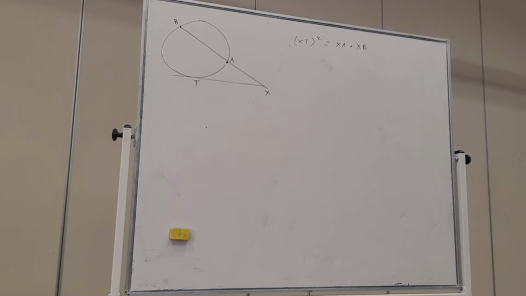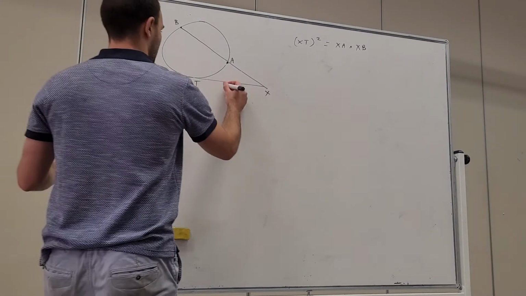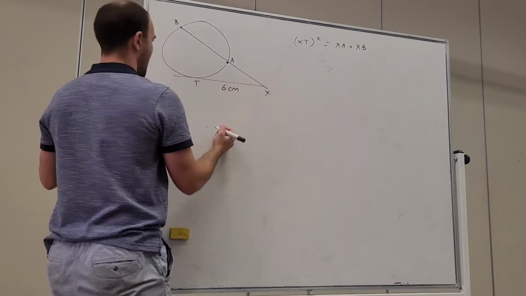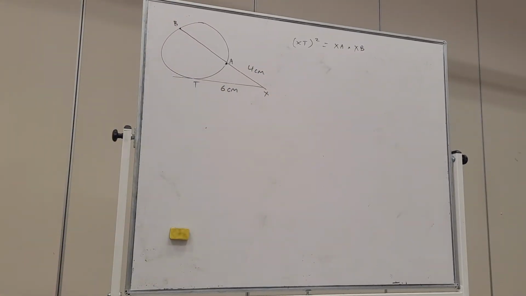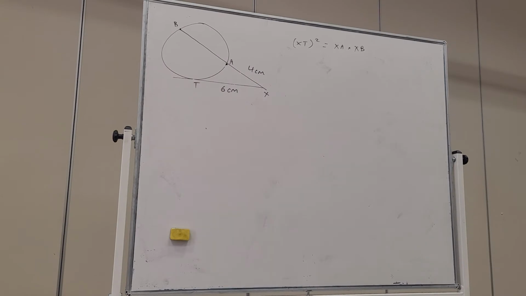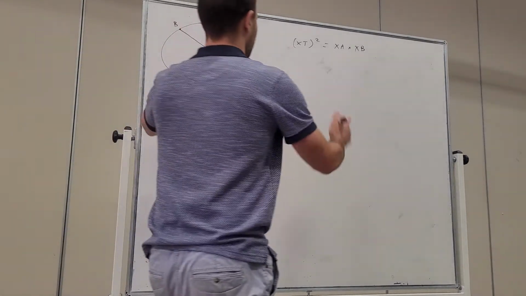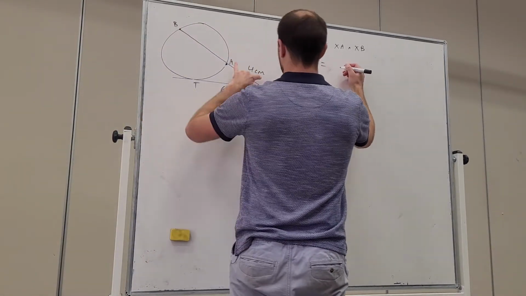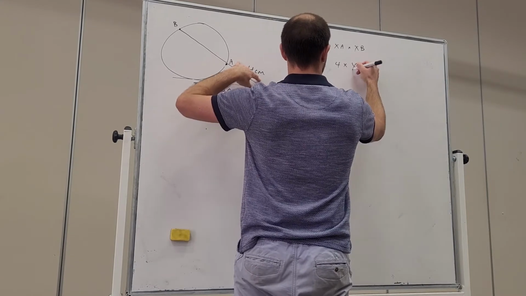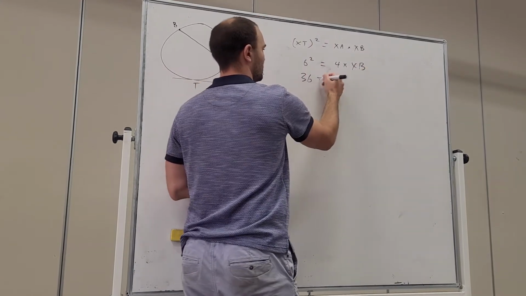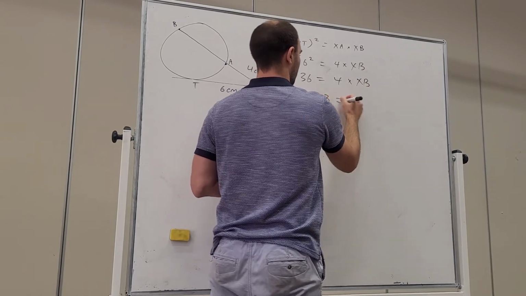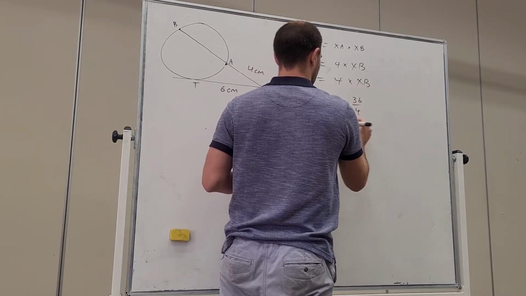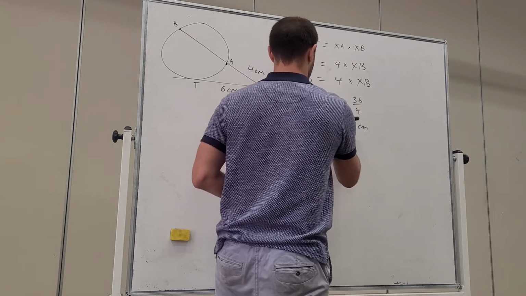Now the question here: xt is 6 centimeters. xa is 4 centimeters. Find xb. So we're just going to substitute them into the formula here. So we've got 6 squared equals 4 times xb. And then we're just solving this. We've got xb is 36 on 4, 9 centimeters.